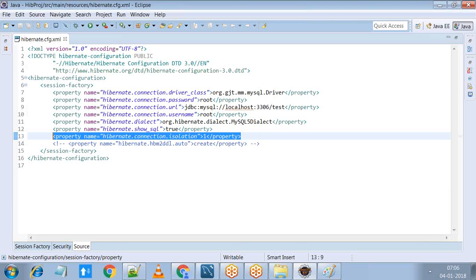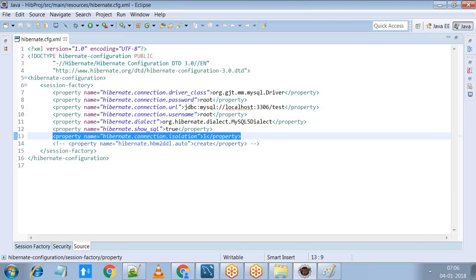So that means a writing transaction will have exclusive write lock on the data set. Okay, so other writing transactions will not be allowed to update this record. Writing transactions means the transactions which want to update this record, they can't do that.